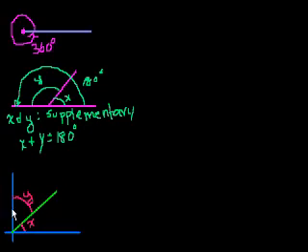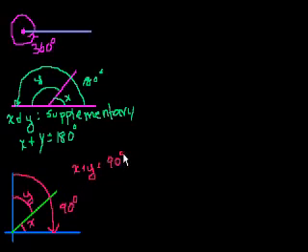Well, I said this line and this line are perpendicular, right? So that means that they intersect at a 90-degree angle. So we know that this whole thing is 90 degrees. And so what do we know about X plus Y? Well, X plus Y is going to equal 90 degrees. Or we could say that X and Y are complementary.